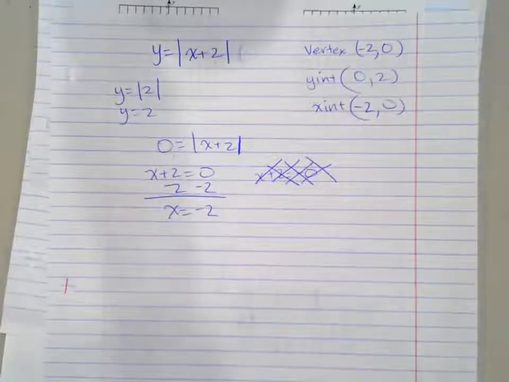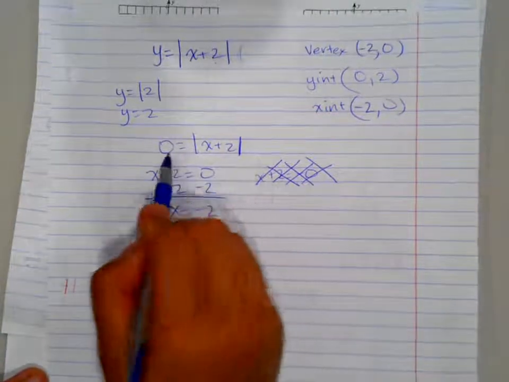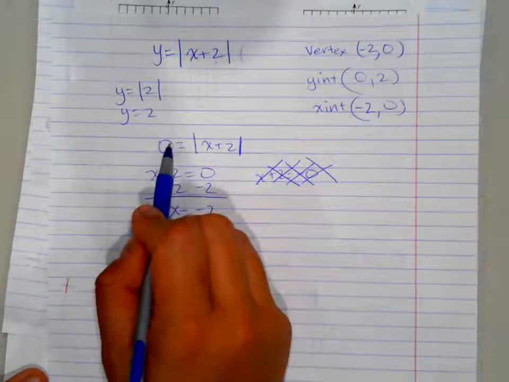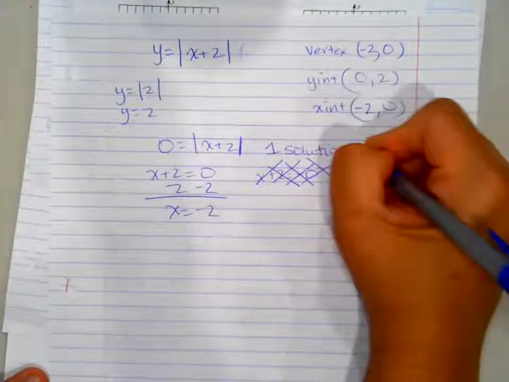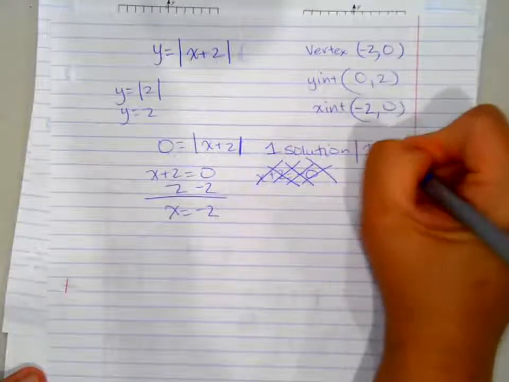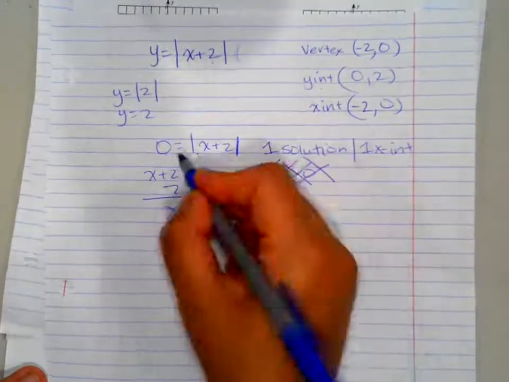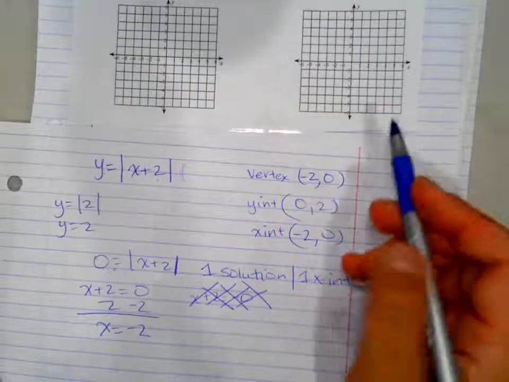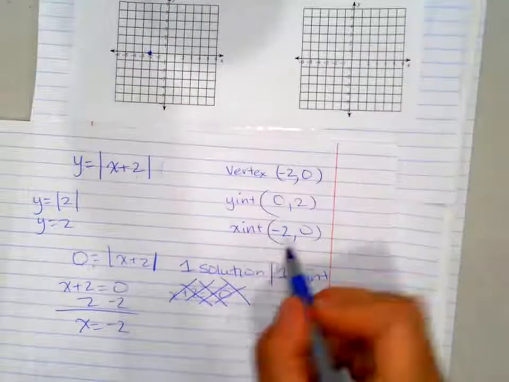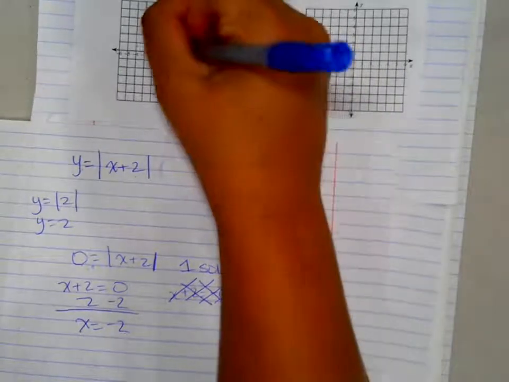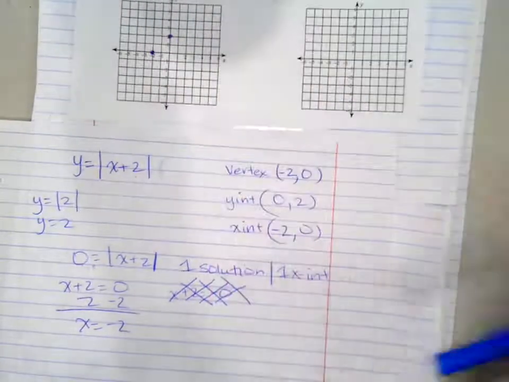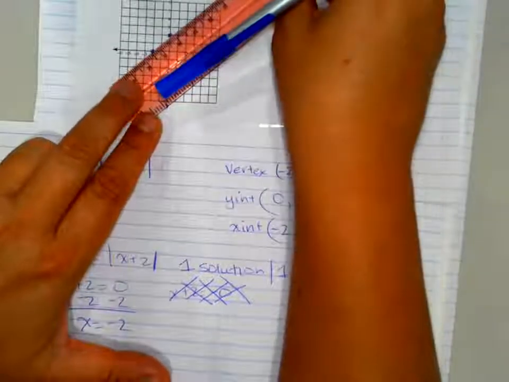Okay, and let's see what happens when we graph this. So this guy right here, when your absolute value is by itself and it's equal to 0, you get one solution, okay, or one x-intercept, one root. That's what happens for this one. So let's graph these real quick. I have a vertex at negative 2, 0. And funny enough, that's where my x-intercept is also. Yes, they can be the same. And my y-intercept is at 0, 2. So for this one, all my points kind of look alike. They're all part of the same.